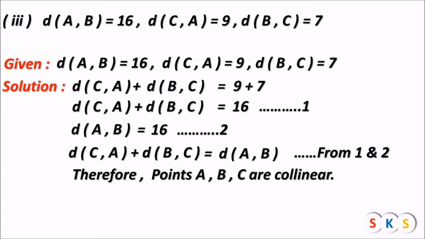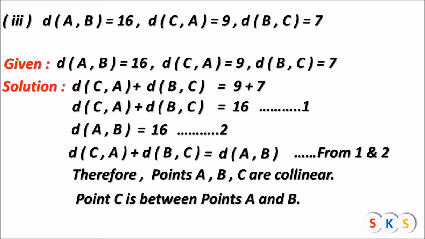Now these 3 points are collinear. Now we need to check among these 3 points which point lies between the other two. That we will get with the help of those two smaller distances. What were those two smaller distances? 9 and 7. Look over here, distance CA and distance BC, right? Distance CA and distance BC both contain one common letter, that is C, and that common letter will lie between the other two. It means point C lies between A and B.